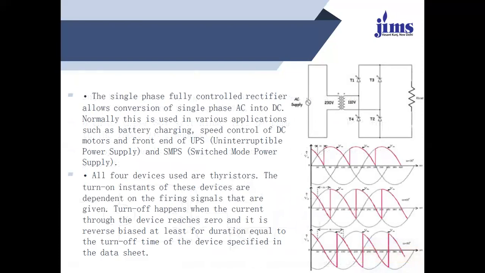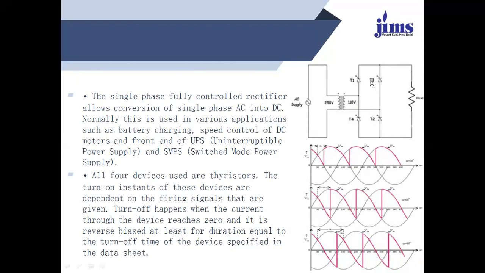The single phase fully controlled rectifier allows conversion of single phase AC into DC. Normally this is used in various applications such as battery charging, speed control of DC motors, and the front end of UPS, or uninterruptible power supply, and SMPS, switch mode power supply. All four devices use a thyristor. The turn-on instant of these devices depends on the firing signals that are given. Turn-off happens when the current through the device reaches zero and it is reverse biased for at least a duration equal to the turn-off time of the device specified in the data sheet.